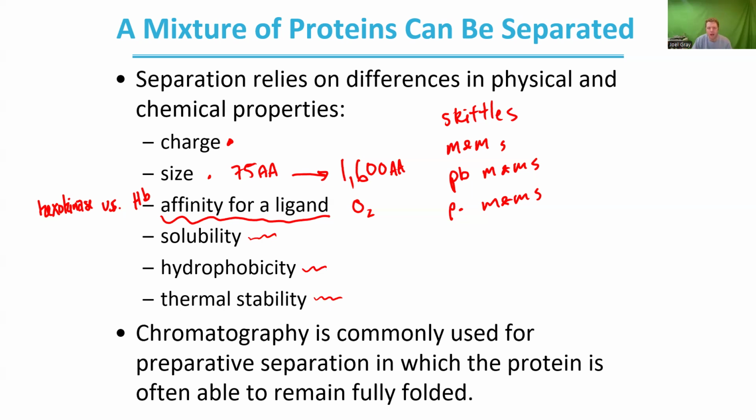Now, chromatography is commonly used for preparative separation, in which the protein is often able to remain fully folded. So what that means is when you do chromatography, and specifically the way that biochemists typically do chromatography is column chromatography, compared to thin layer or gas chromatography. The great thing is whenever you use that technique, your protein is enriched and you can still use it for whatever function you want to use.